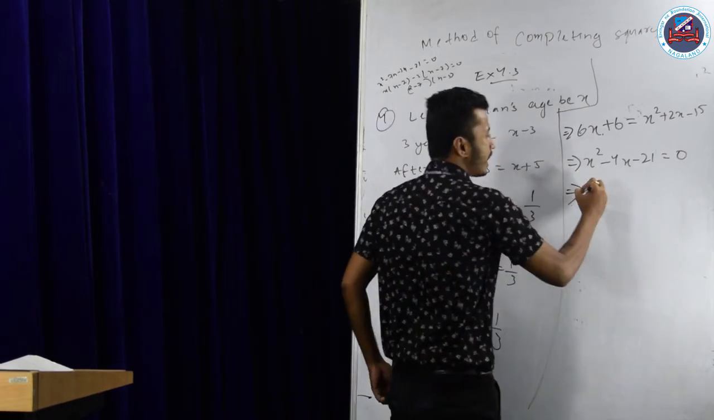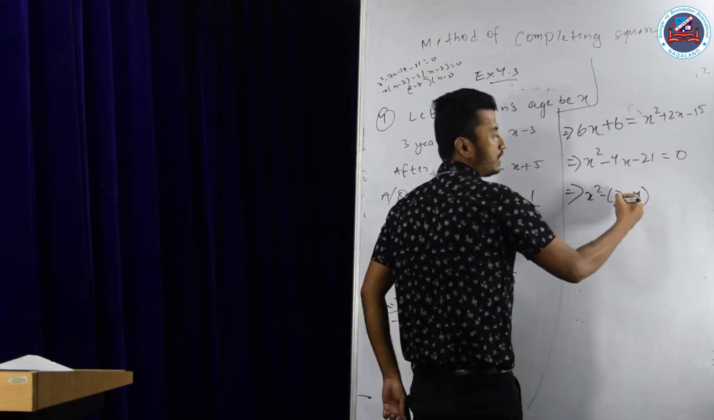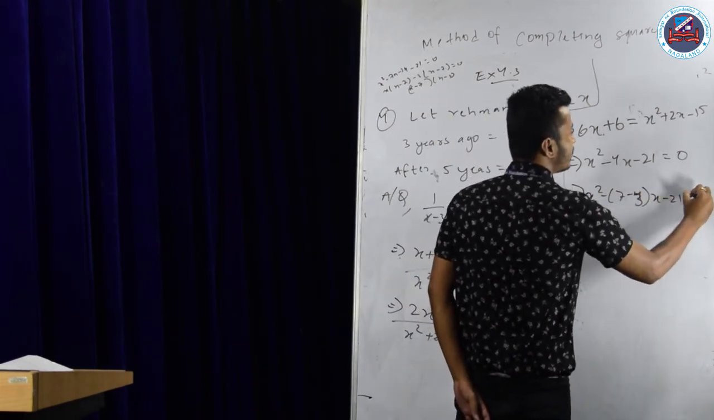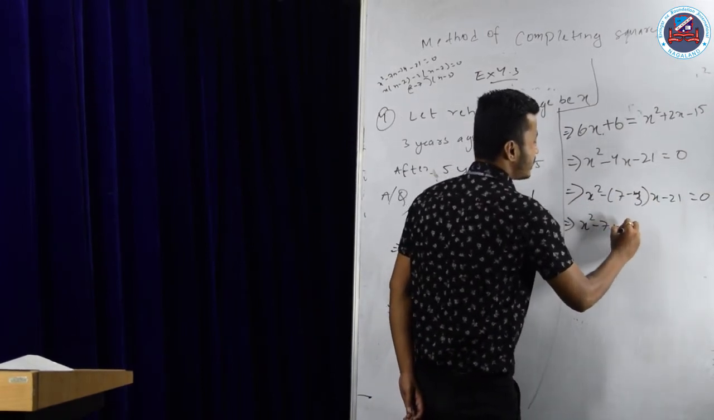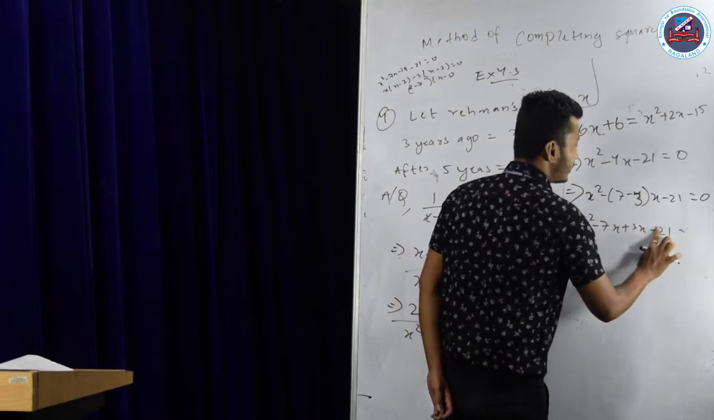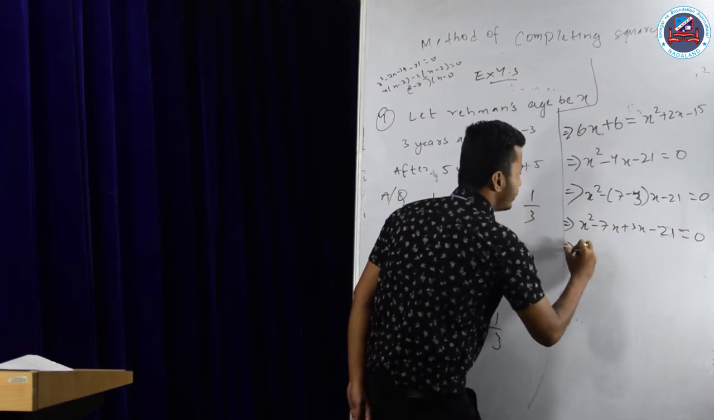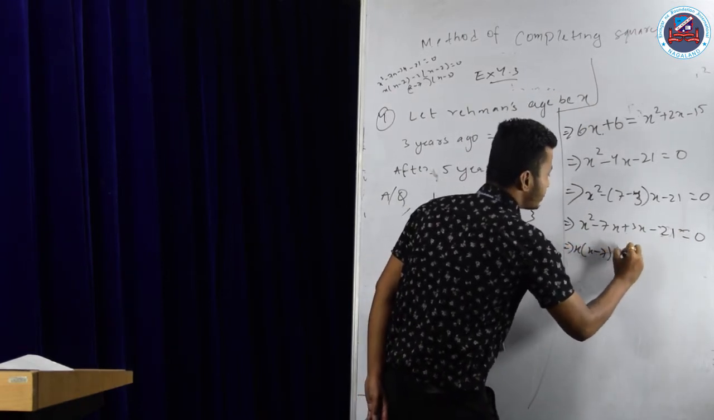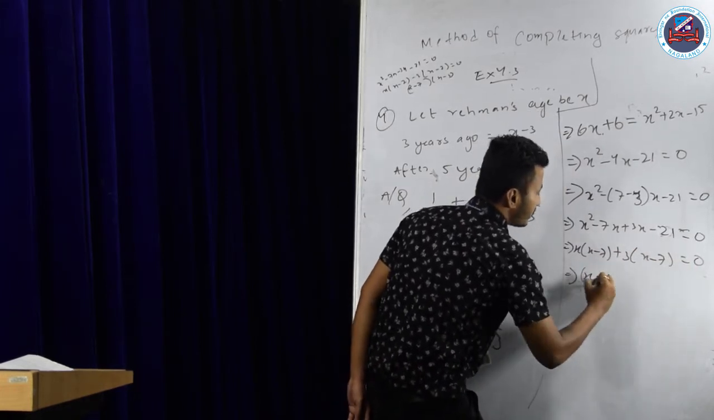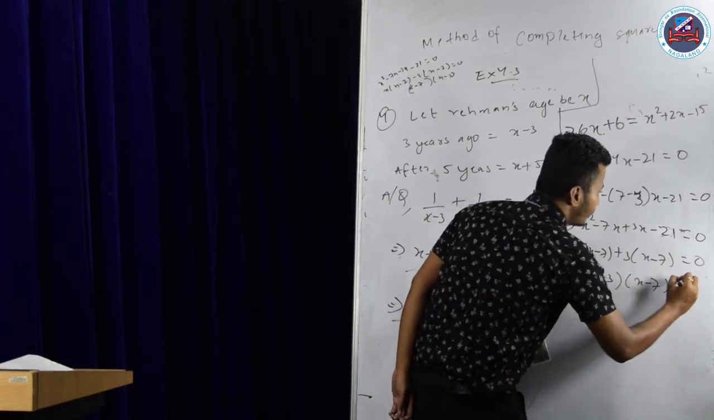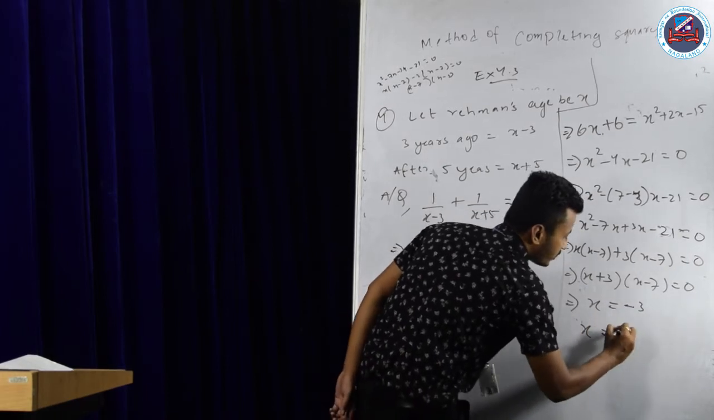Now see here, this 4 can be substituted as 7 minus 3, yes or no? 7 minus 3, x minus 21 equals 0. I'm doing middle term factorization, guys. This becomes x square minus 7x plus 3x minus 21 equals 0. So I can take common x minus 7, plus 3, x minus 7 equals 0. I'll get x plus 3, x minus 7 equals 0. So there will be two values of x, guys. One will be x equals minus 3, the other will be x equals plus 7.